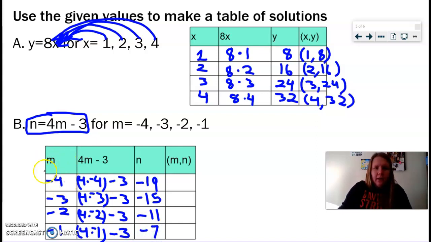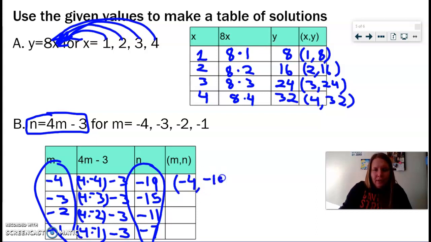So again, we're going to take our values in this category as best as I can circle, and then this category. And we're going to make a coordinate point over here. So we're going to have the m first, so negative 4, negative 19. We have negative 3, negative 15, negative 2, negative 11, and then negative 1, negative 7.